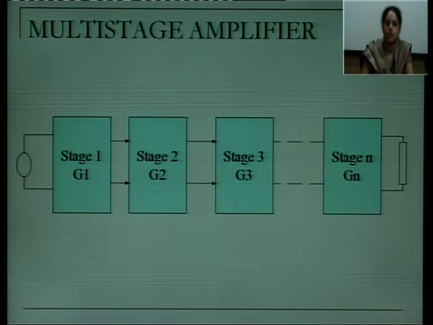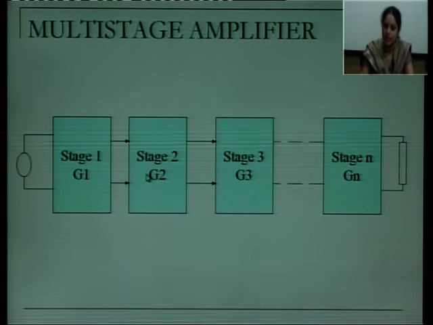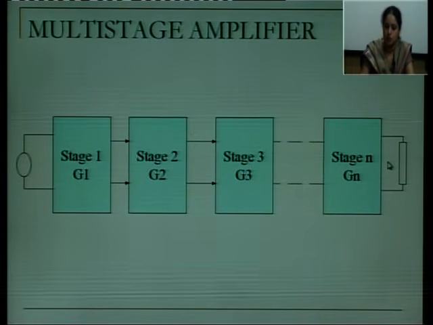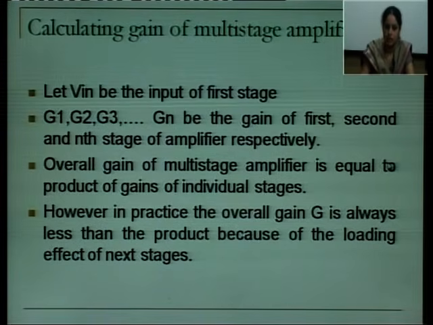This V in is given to your stage 1. V in is amplified by stage 1 and this amplified output is the input of stage 2. The amplified output is V in into the gain of the first stage, that is V in into G1, which is the output of stage 1 but the input of stage 2. Similarly for different stages, at last we have the output as V in into G1, G2, G3 up to Gn.